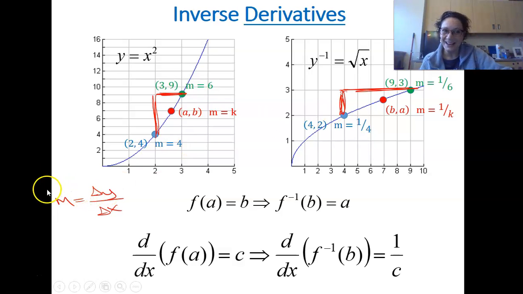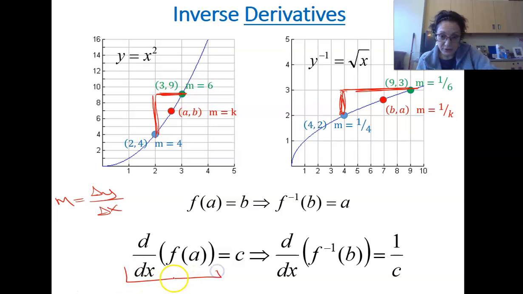So look at what this is saying. This is saying that the derivative of a function at some x value a, so in other words, this is the slope at a. So this is the slope at this point, right? They're calling it c. I called it k up here. So they're saying the slope of a function at a is c.